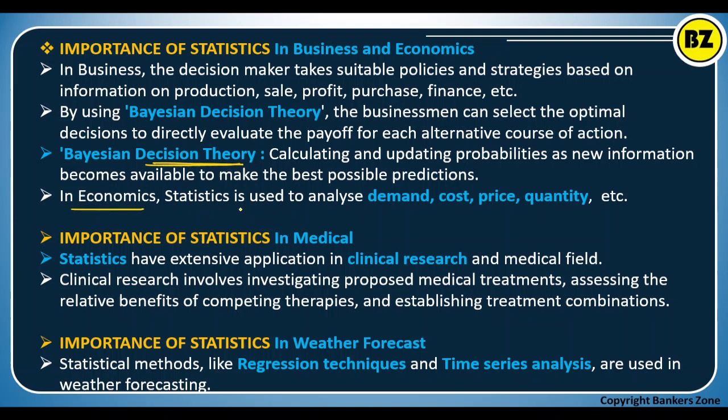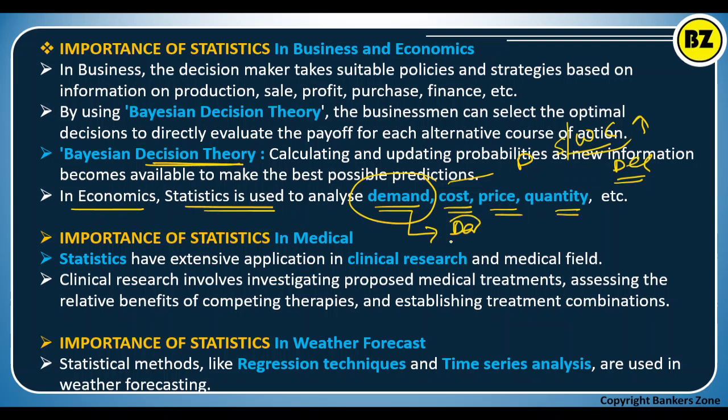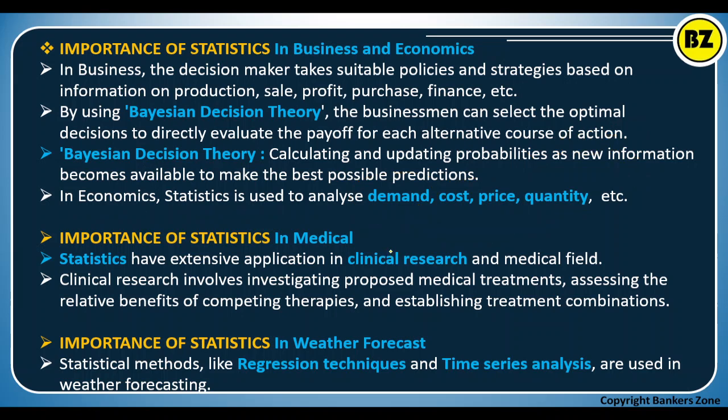Now in economics, statistics is used to analyze the demand, cost, price and quantity. Okay, so you are having some statistics. For example, demand for sweaters or woolen clothes is more during December. You have the month wise record, so you can easily say that every December we should increase the production of woolen clothes. So this is basically how we are using statistics in different fields, in business and economics.